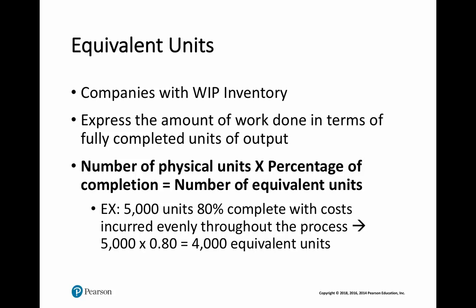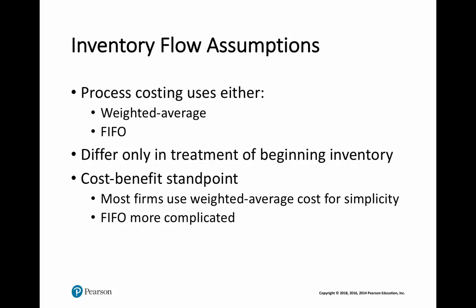So this is our formula we want to write down: number of physical units times the percentage of completion, and that gives us our number of equivalent units. As we go through some of the assumptions, in process costing we can use 2 different methods to come up with our equivalent units. For the purpose of this chapter, we're going to be using weighted average. For the purpose of this class, we're going to use weighted average.